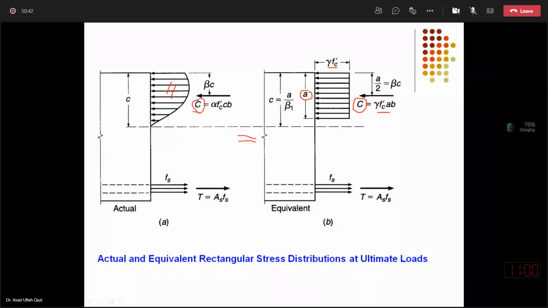Furthermore, if I can prove that this beta c, which is the actual point of application of resultant force from top, is exactly equal to a by 2, then everyone will accept that your proposed uniform stress block not only is giving the same C value, but also the same point of application. So actual versus equivalent was proved by Whitney, and almost all international codes accepted his proposal.